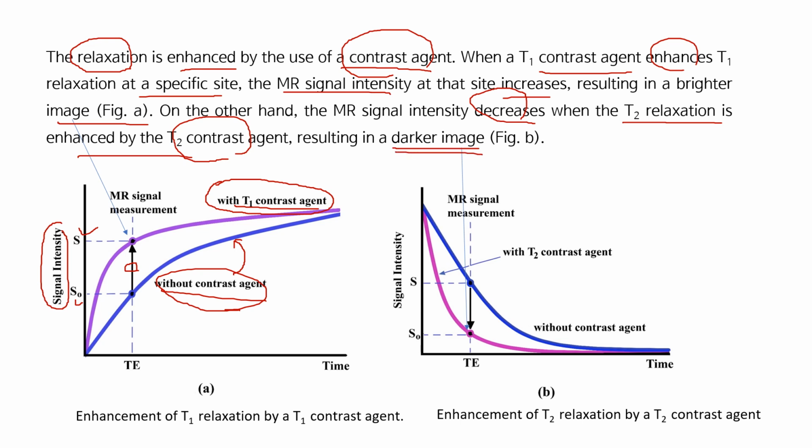In this figure, the T2 relaxation curve is shown. Without contrast agent, relaxation follows this curve. However, if you use T2 contrast agent, then relaxation becomes faster. So decaying of transverse magnetization becomes faster. Okay, so we can see the signal will decrease compared with the case without contrast agent.